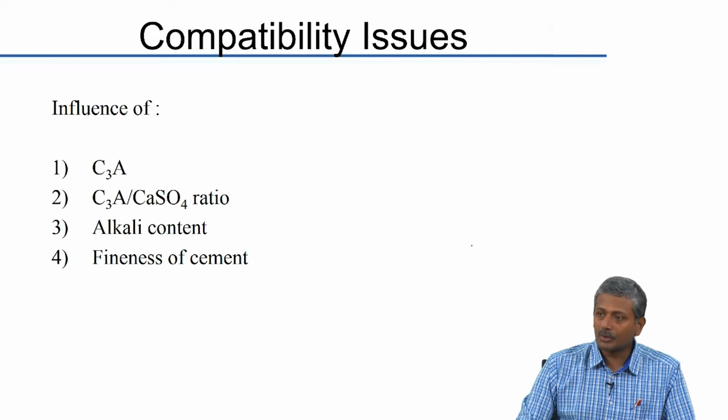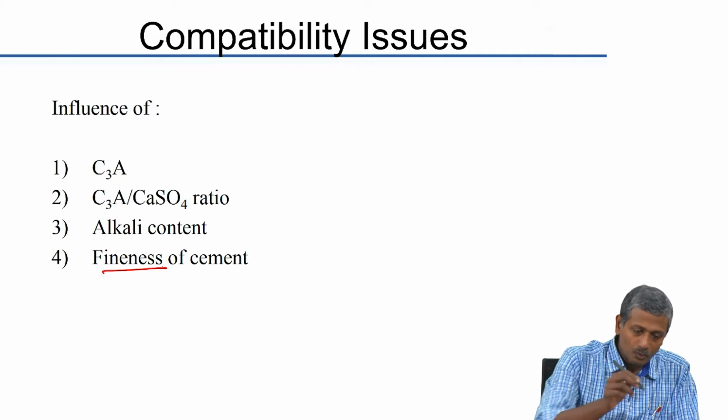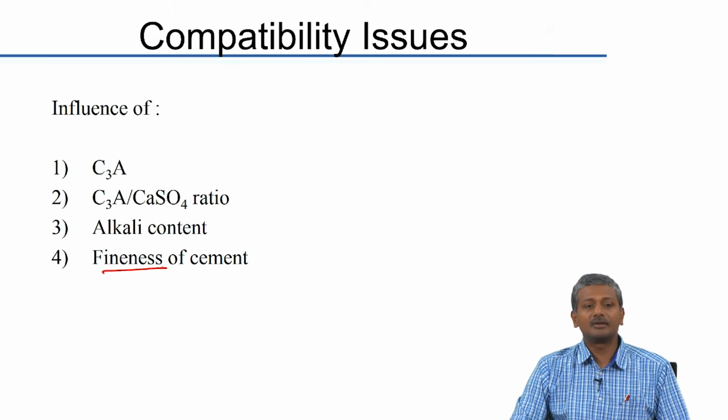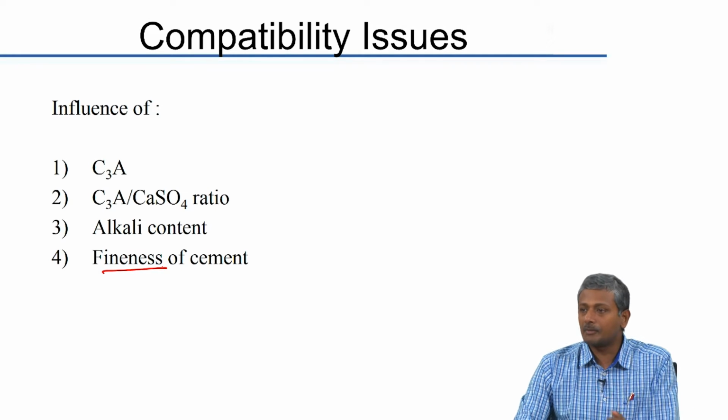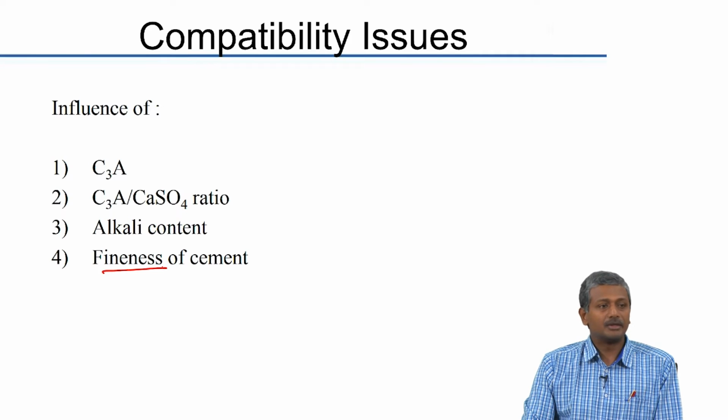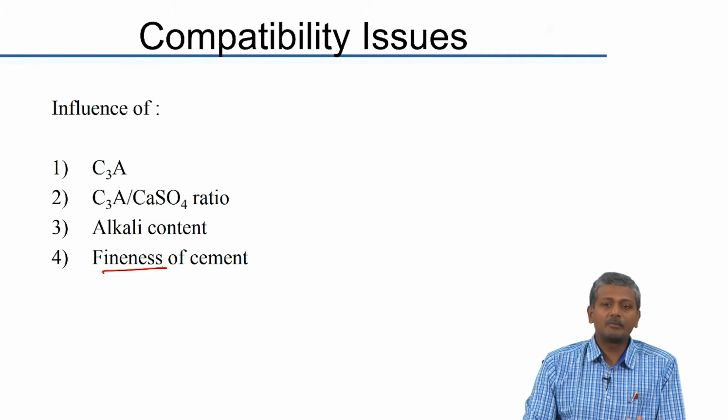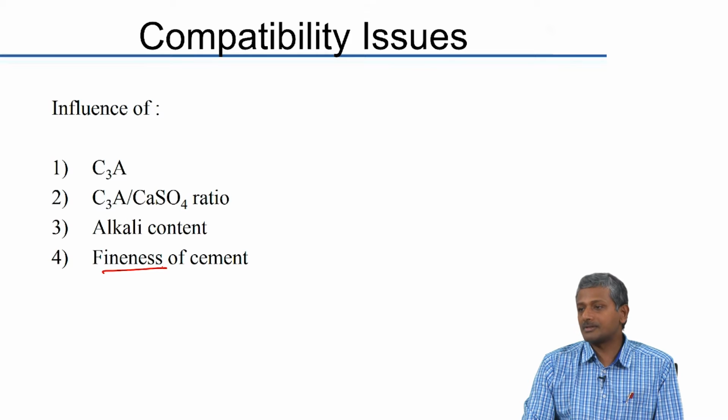Now, one thing you can say right now is what is going to be the effect of the fineness of the cement on compatibility or on the action of the superplasticizer. Can anybody tell me what will be the effect? If you choose a finer cement, what will happen? There is a greater surface area, so there will be more adsorption of the superplasticizer molecule.